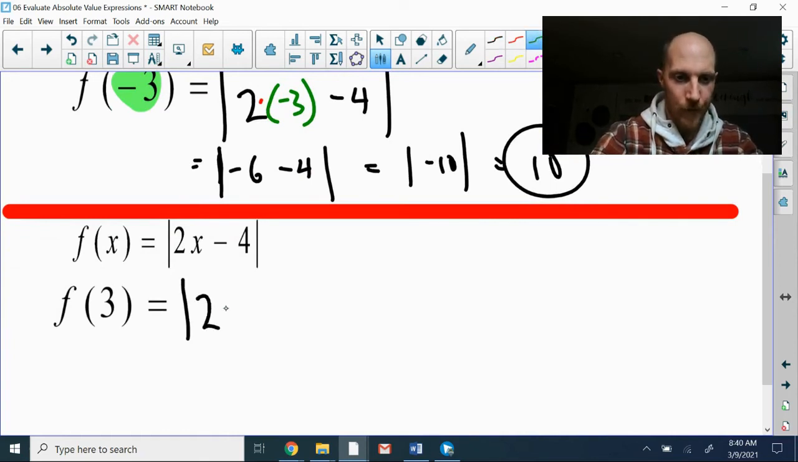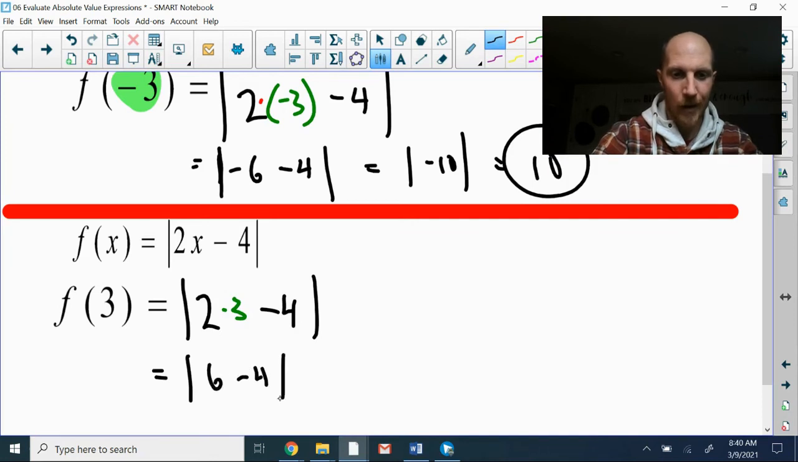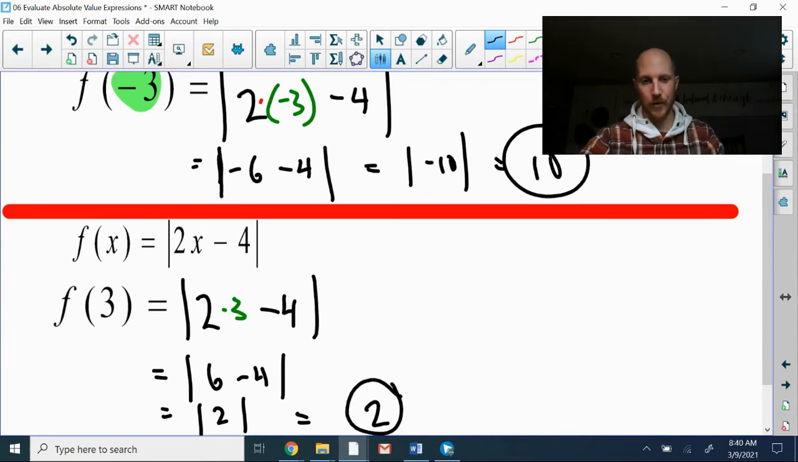So 2 multiplied by 3, and then subtract 4. There's my other absolute value line. So multiply 2 times 3, that is 6. And then I subtract the 4, 6 minus 4, that is 2. And so the absolute value of 2 will give me a final evaluation of positive 2.